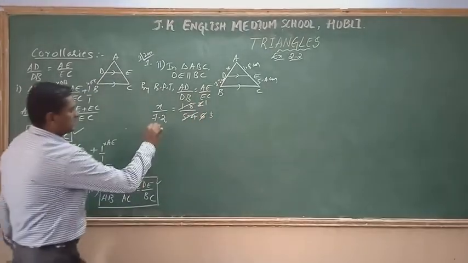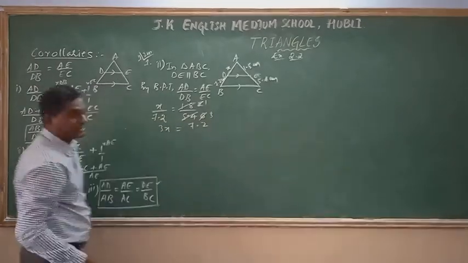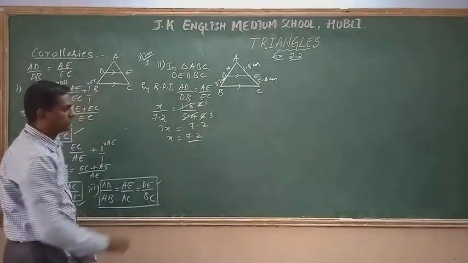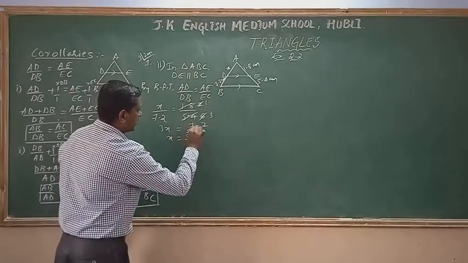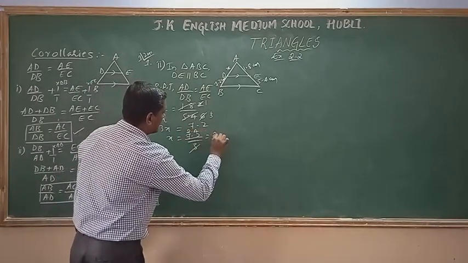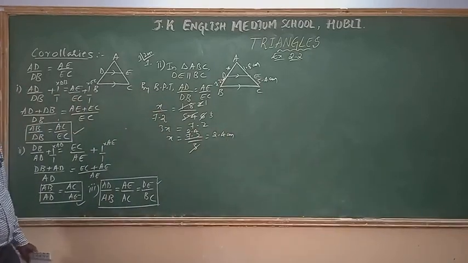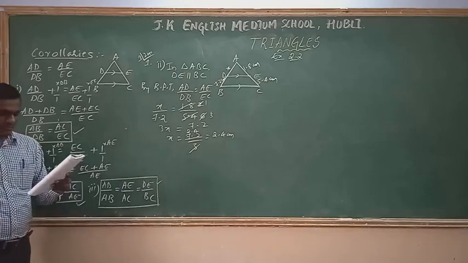So let us cross multiply. So 3x is equal to 7.2. Then x is equal to 7.2 upon 3. So cancel it, 2 times and 4. So my answer is 2.4 centimeter. This can be asked in the examination for either 1 or even 2 marks.